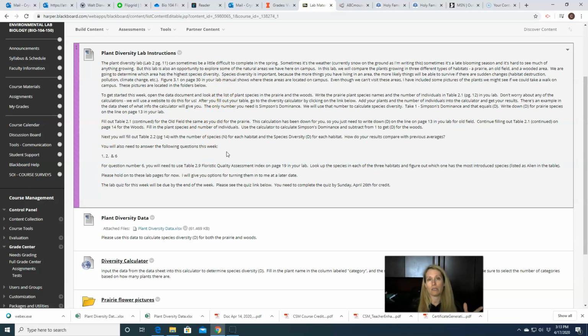So in the instructions here, I talk about how this lab is one of our first opportunities to really go out and look at the different types of habitats we have here on campus. In this particular lab, the habitats that you would have been looking at are Harper's Prairie, the old field, and also the wooded area. All three of these areas are very close to each other, and they are over on the other side of Harper's parking garage.